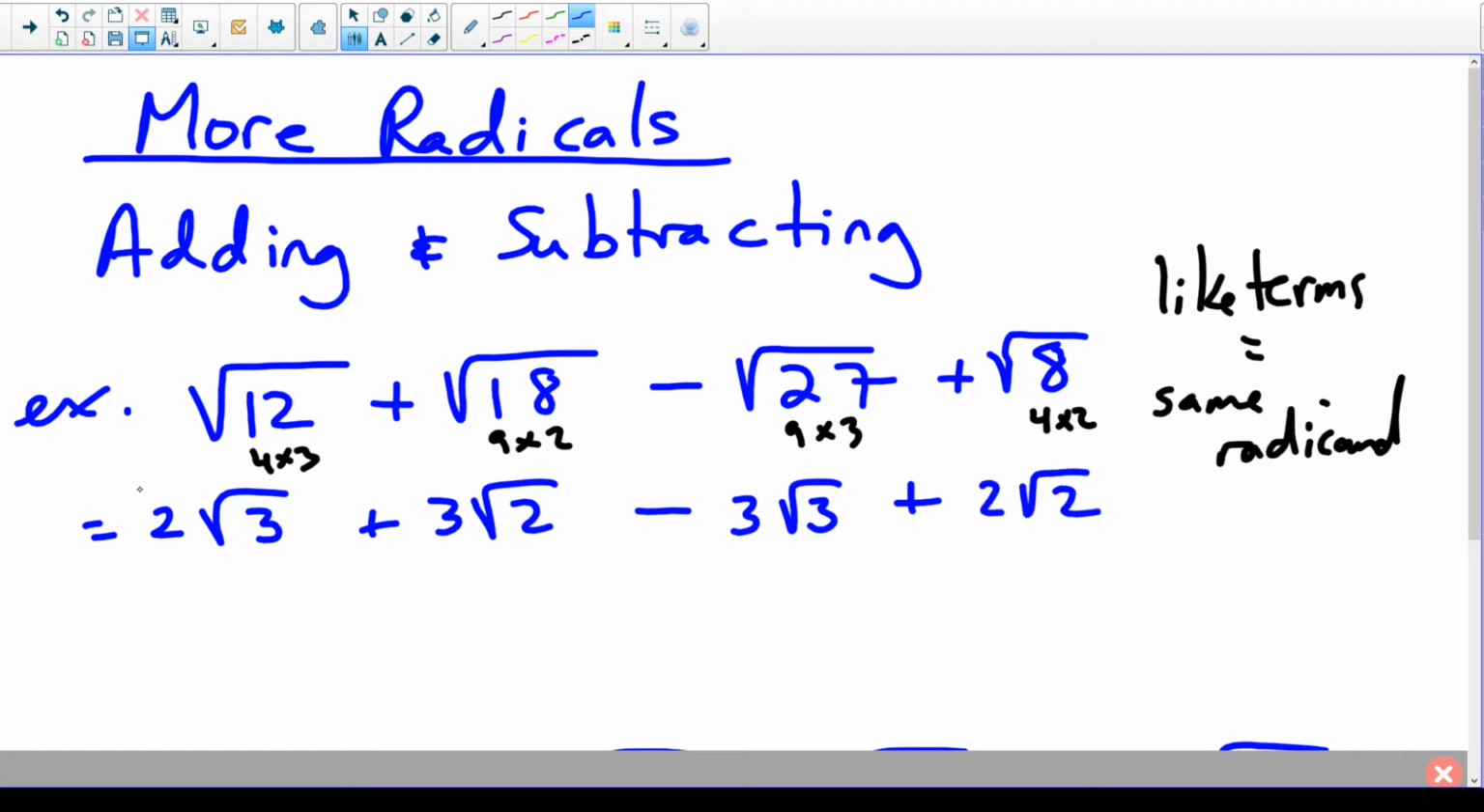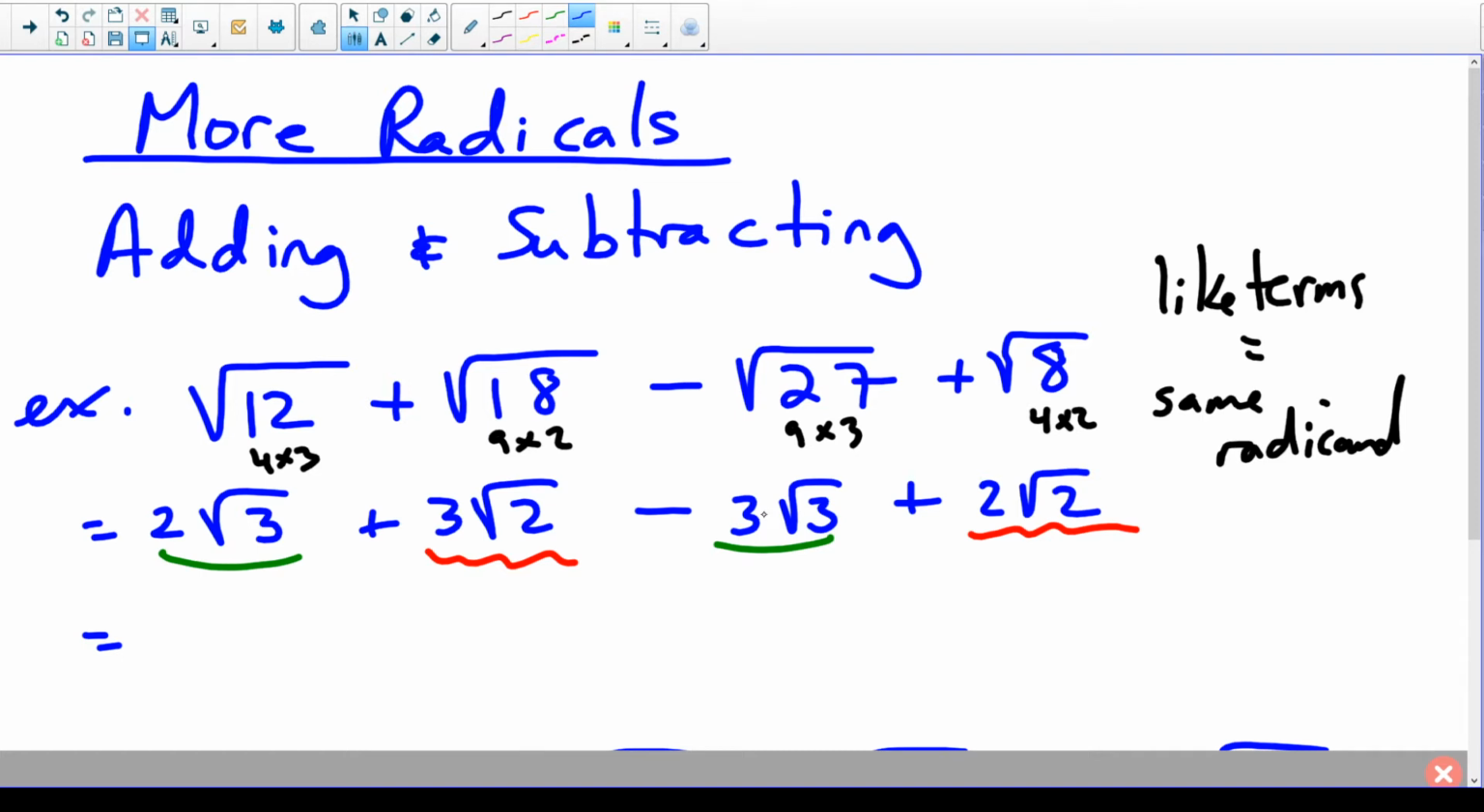Okay? And now you can see that there are what I would call like terms. Okay? Which terms have similar or same radicand? So this term and this term have the same radicand. And this term and this term have the same radicand. So we're going to group up like terms at this point. All right? So the question you're asking yourself is how many root 3s there are.